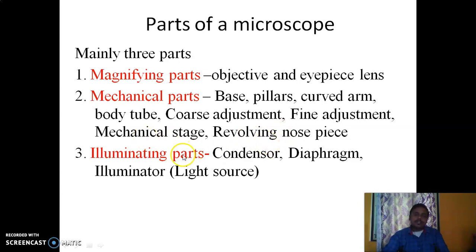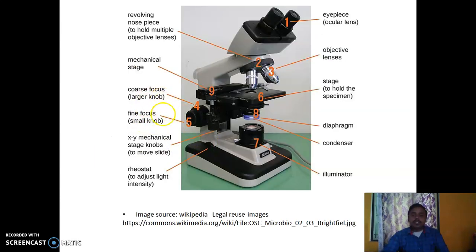The last, third category of parts in the microscope is illuminating parts. Illuminating parts consist of three things: the condenser, the diaphragm, and the illuminator. You can see here the bottom one, that is the illuminator. The illuminator is responsible for providing the light source, based on the type of source used in the microscope. In the case of a light microscope, it's going to be light, and in an electron microscope, it's going to be electron beams. Apart from the illuminator, you have the diaphragm and the condenser, which also help in passing the light towards the specimen that's on the stage.